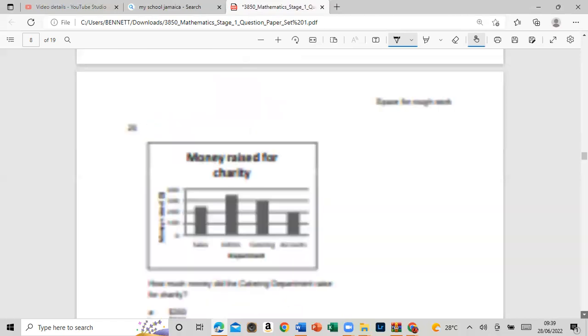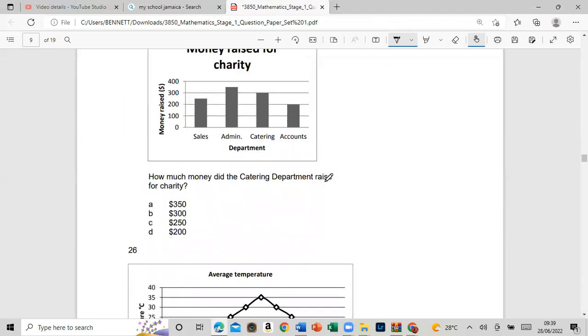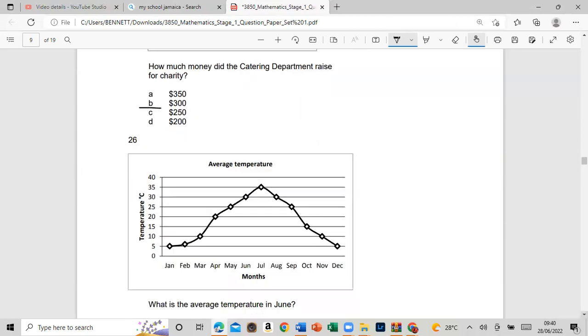Let's move on to 25. Money raised for charity. How much money did the catering department raise for the charity? So let us look at it. Money raised for charity. So here we have 250. This one is halfway again, 350. Hold on. How much money did the catering? Oh, the catering. I got total, like a 300 guys. All right, so catering. I can read the questions good enough, Mr. Benny. All right, let's move on to 26.